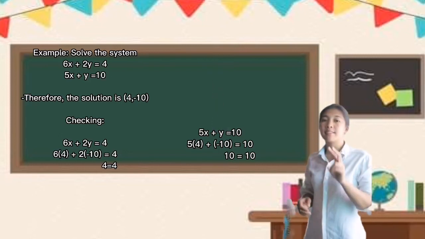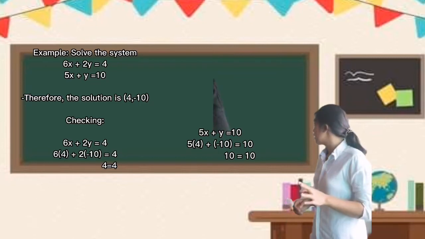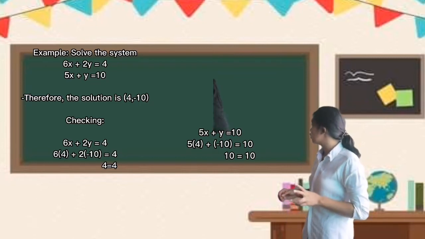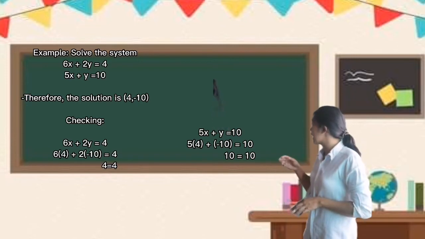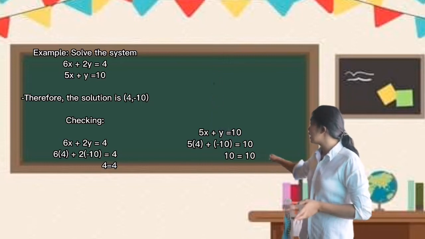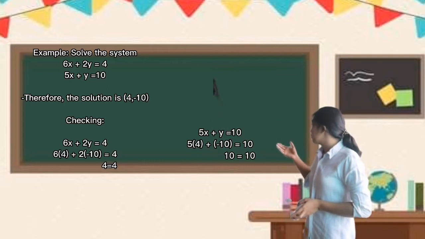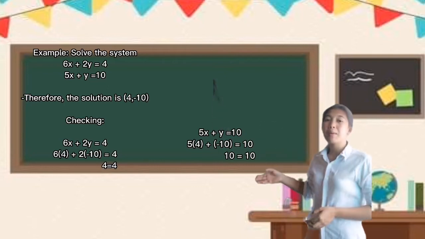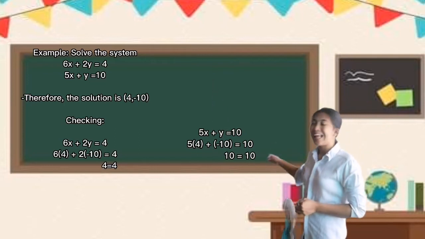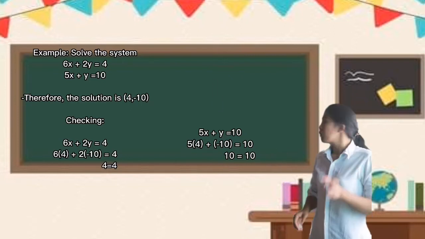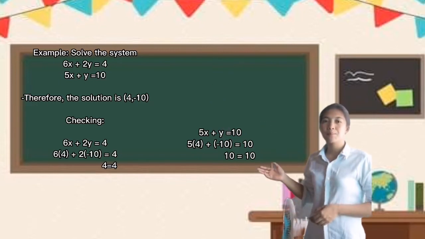Next is the second equation: 5x plus y is equal to 10. We substitute x with 4. 5 times 4 plus negative 10 is equal to 10. 5 times 4 equals 20, then minus 10. So, 20 minus 10 is equal to 10. Bring down the coefficient. So, 10 is equal to 10. Both sides are the same, so the equation is true.